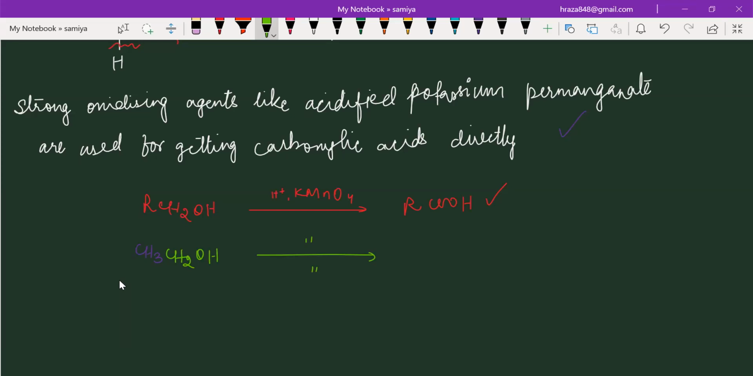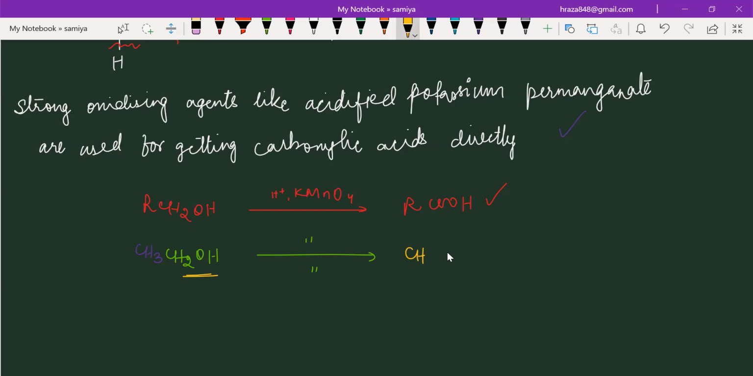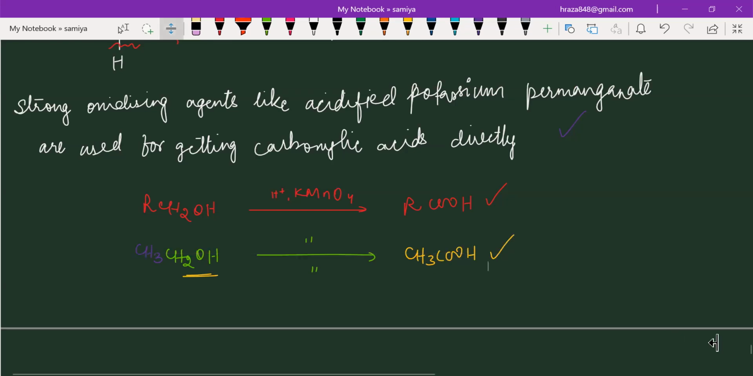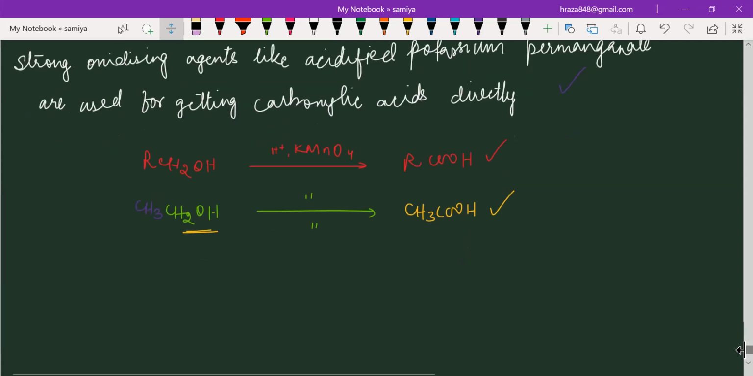Done, sir. Then what is the name of the product? This will be directly converted into carboxylic acid, that will be equal to CH3COOH, right? Is that clear, Rim? Yes, sir. Aman? No, sir. Just 1 minute.